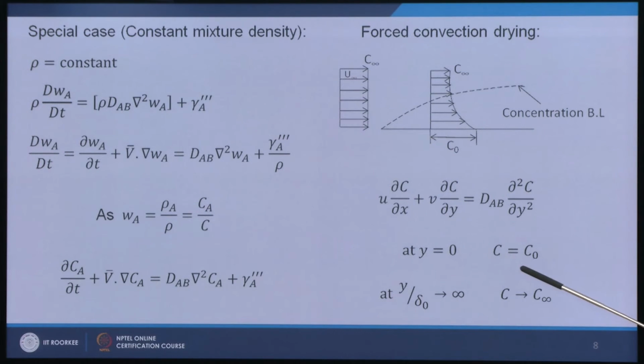Along with the boundary conditions: definitely at y equals 0, C equals C naught, and as y by delta naught tends to infinity, that means whenever we go away from the plate, C becomes C infinity, the free stream concentration. So, this is my concentration equation, and these are the boundary conditions. This is similar to your forced convection situation.